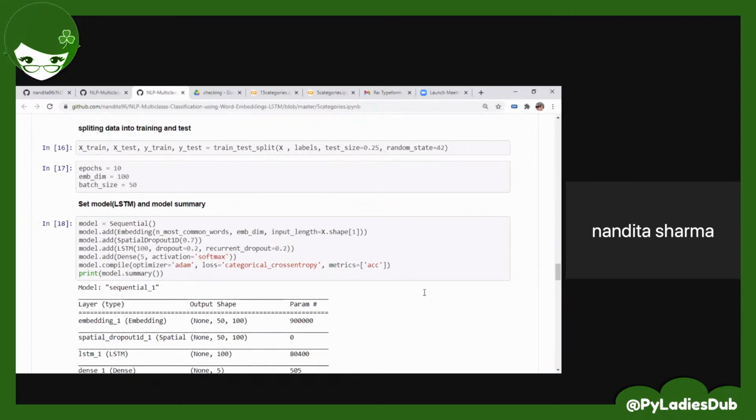One can change the epochs and the batch size as needed. The epoch is mainly the number of passes over the entire training data set, and the batch size is the number of training samples utilized in one iteration. And this is the LSTM model applied, with a Dense layer and activation. Softmax activation is used because, as I told, it is a multi-class problem, with 5 categories.